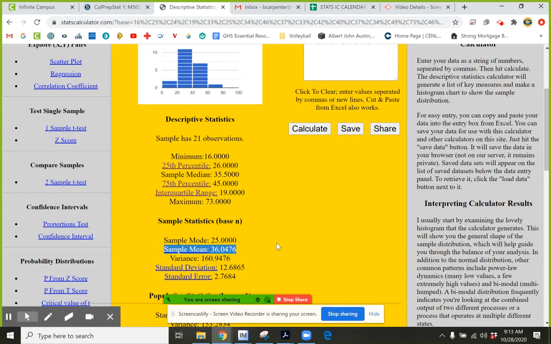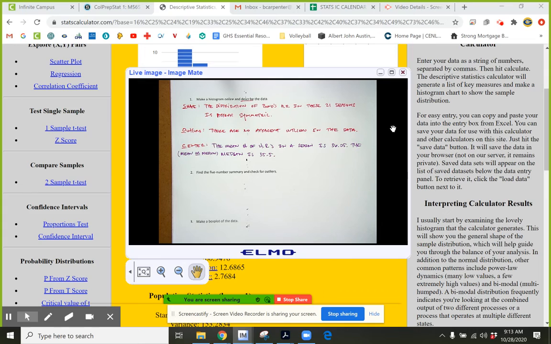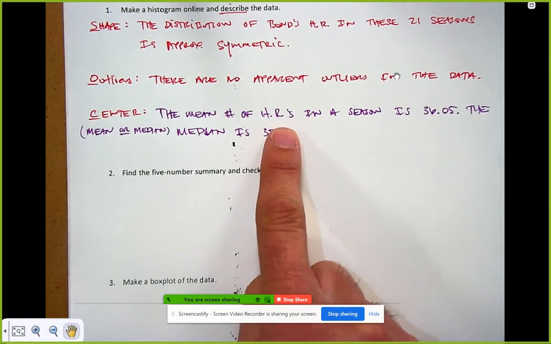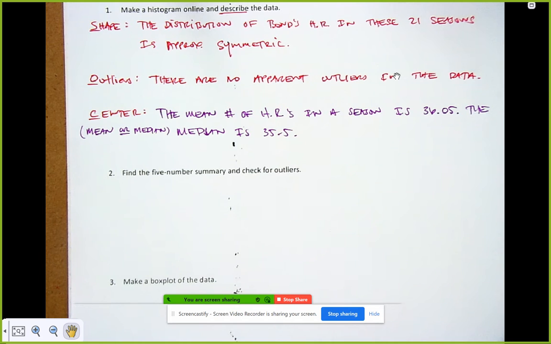And then you would say the median was 35.5. Okay, so all I did was I reported the two values that I looked at from my website. And you're supposed to use complete sentences, contextualize it, right? Let me know what's happening here. You're talking about the mean number of home runs.